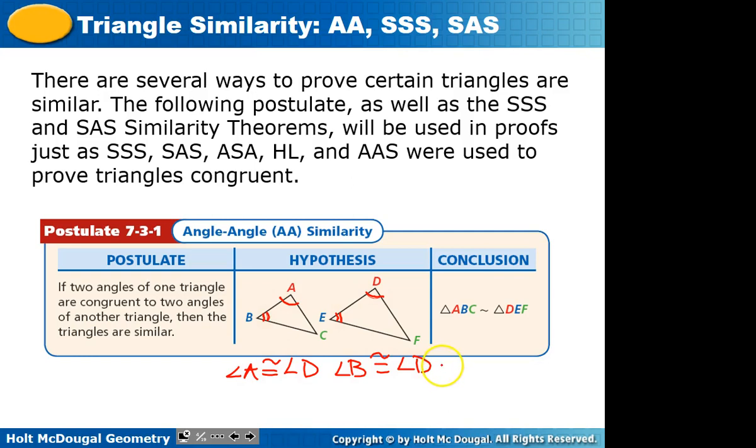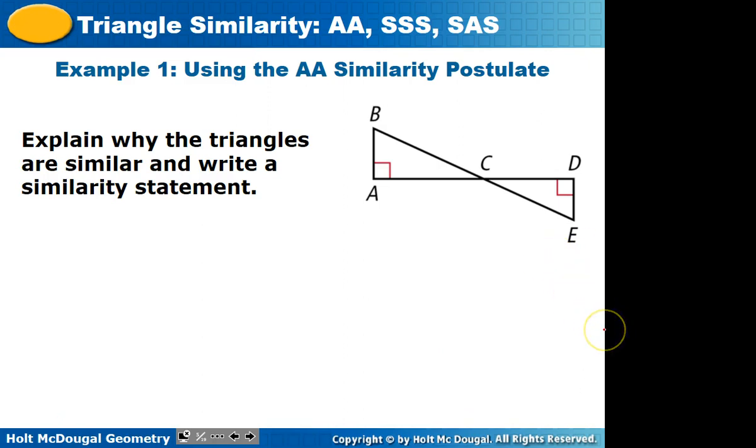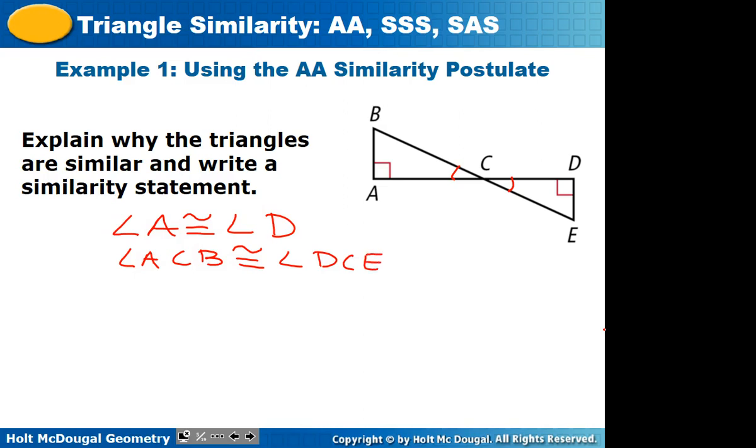So now let's use this in a problem here. It says explain why the triangles are similar and write a similarity statement. So the first thing we can see here is that angle A is congruent with angle D. Then you should also be able to see here that the vertical angles are congruent. So we know that these 2 angles that I just marked are congruent. So we could say that angle ACB is congruent to angle DCE. Thus, we can say that the 2 triangles are similar.